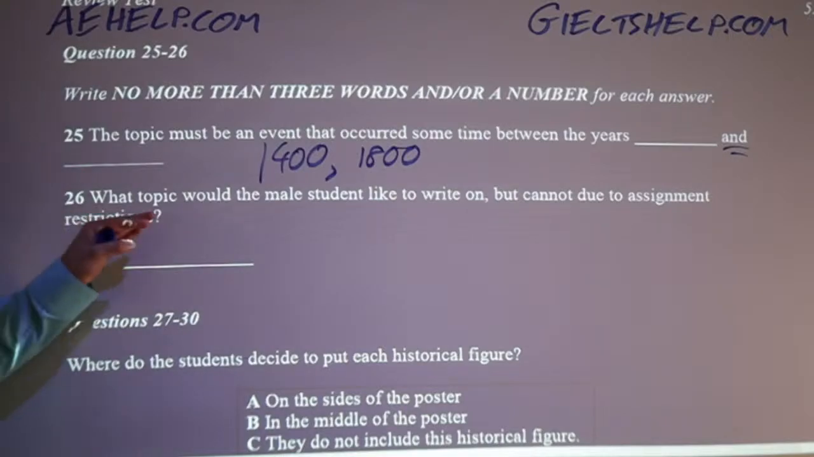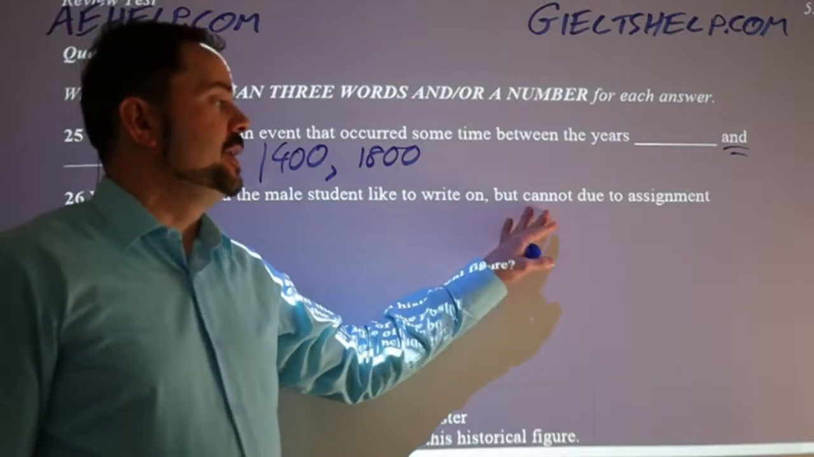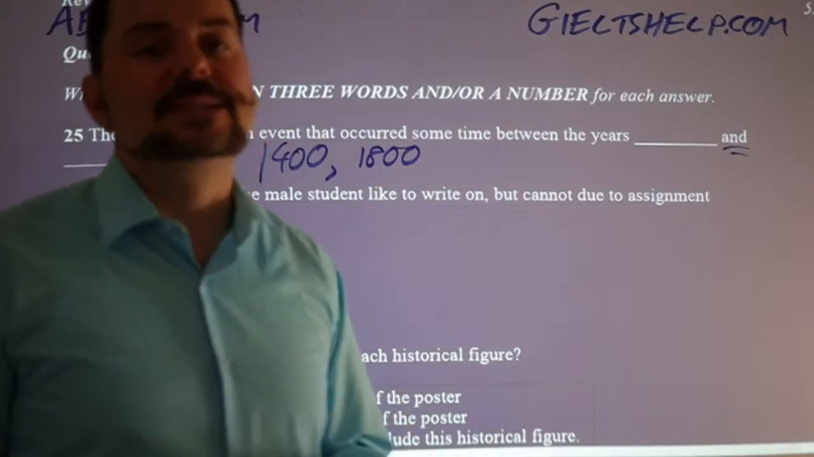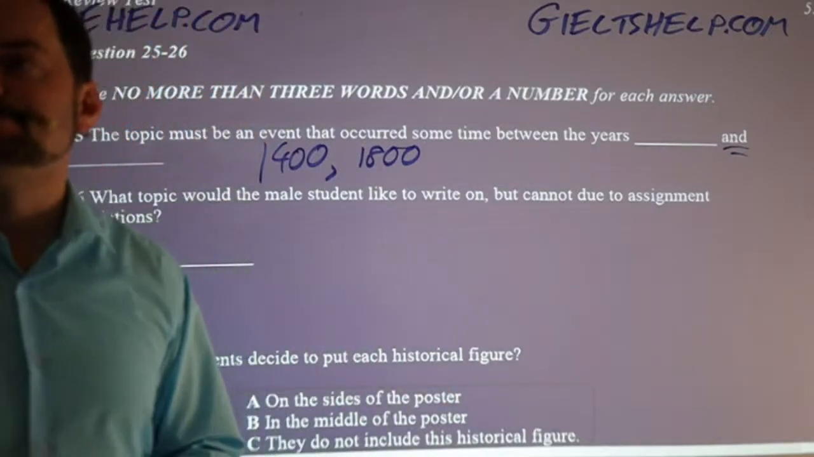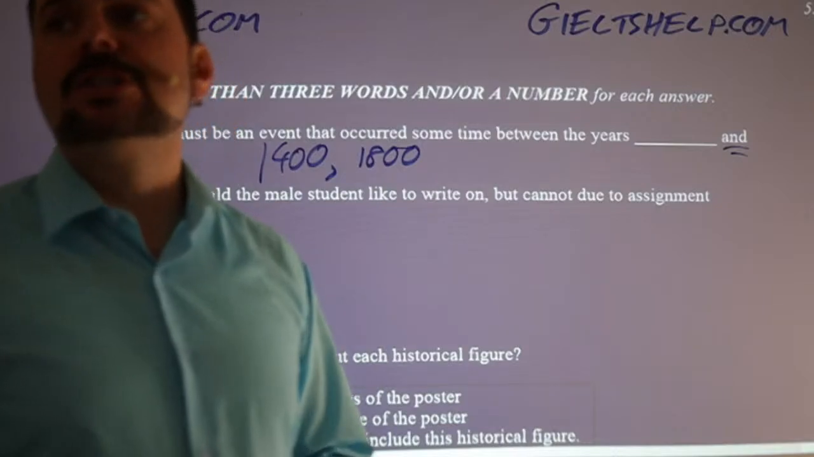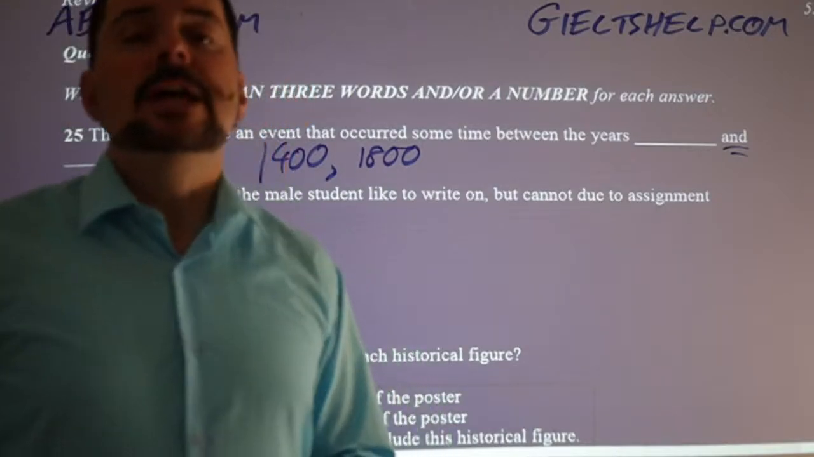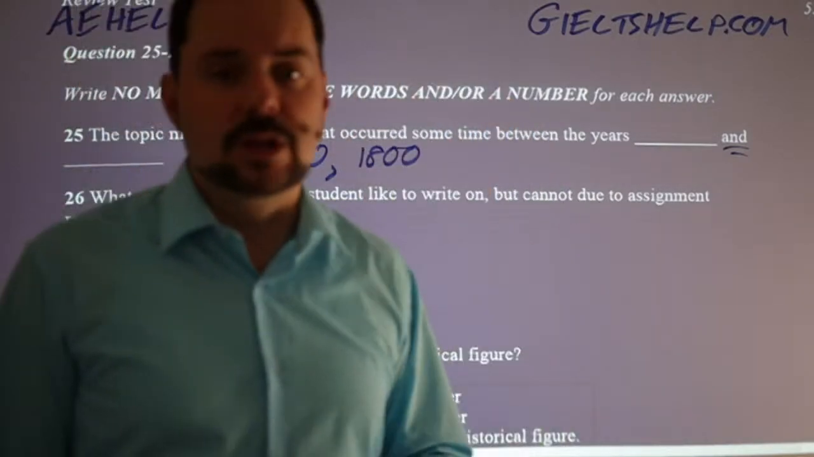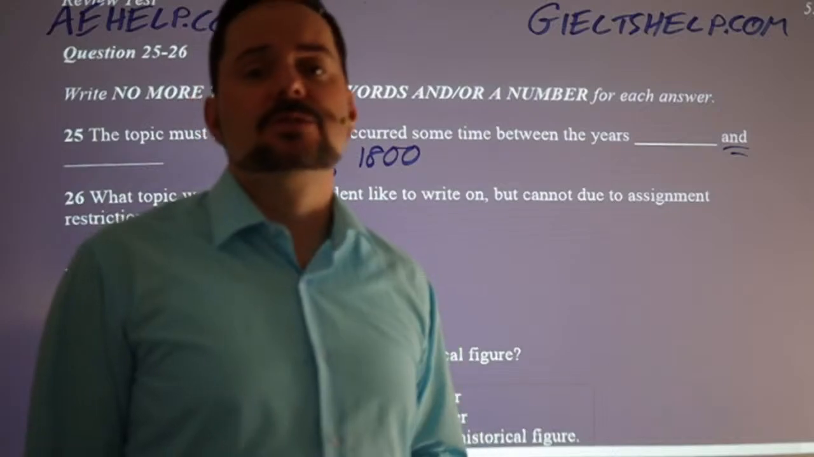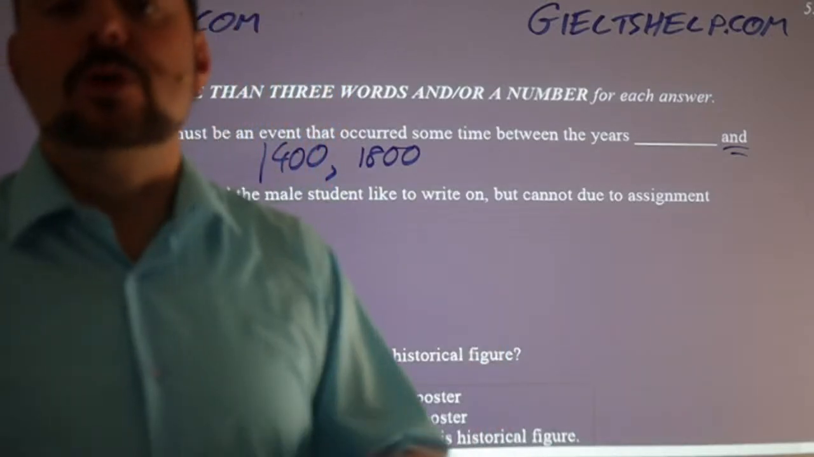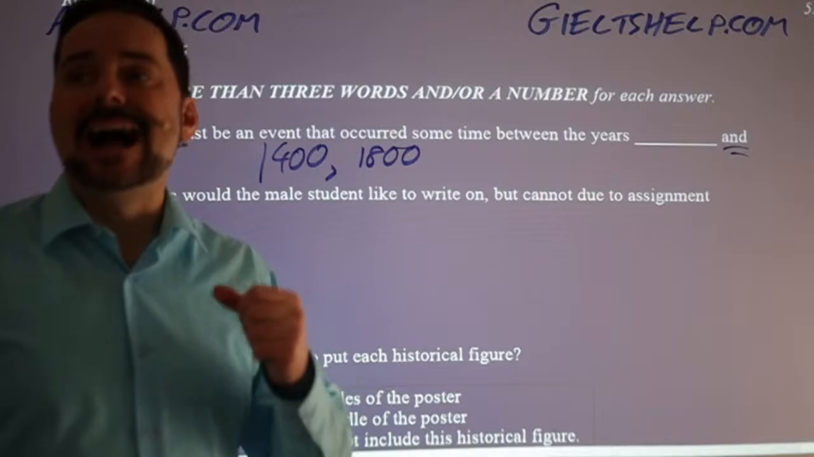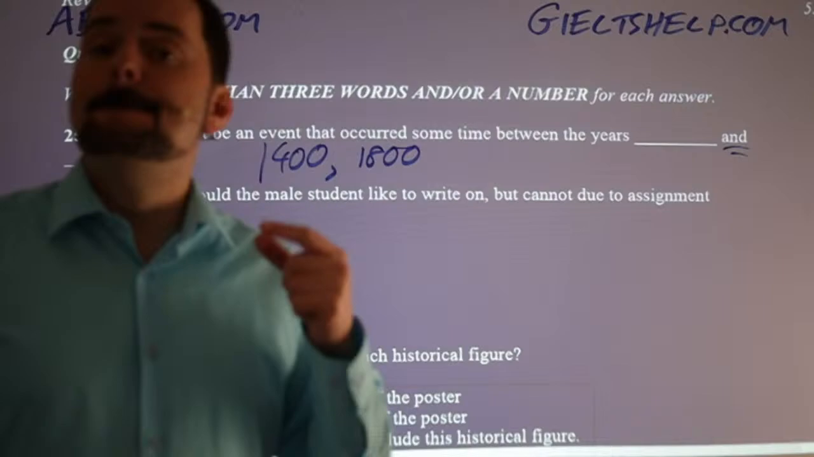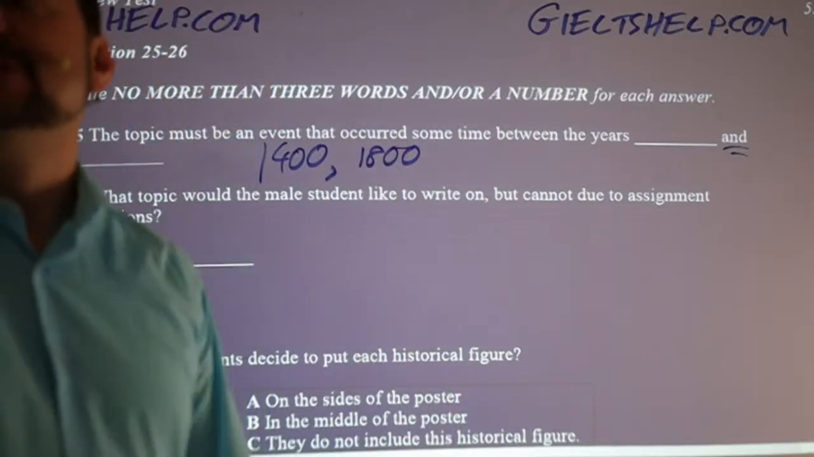Okay, number 26. What topic would the male student like to write on but cannot due to assignment restrictions? And here, this man says, that's too bad. My dad's an expert on this topic. He could have really helped me. Blueberry says it's the World Wars. Ferdov says it's the Second World War. Now, be very careful, students. This is a name. It's the name of a specific war, like the Japan-Russia War, for instance, or the Japan-Korea War, or the Vietnam War. It's the name of a war. So you have to use capital letters for this. And the easiest way to do it, Baccarat, bam, thumbs up. That is the easiest way.